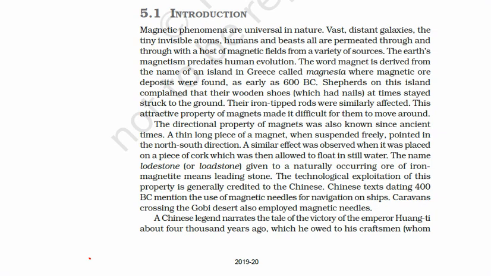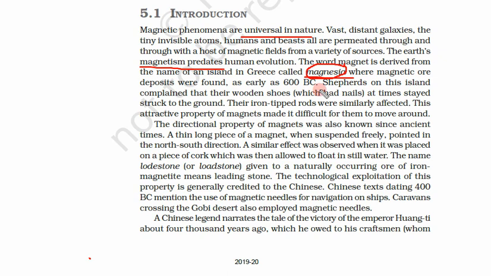Now let us understand some of this introduction. Magnetic phenomena are universal in nature, so that you know, vast distance galaxy, tiny visible atoms, human and beasts all are permeated through and through with a host of magnetic fields of a variety of sources. The Earth's magnetism predates human evolution. So Earth's magnetism existed before humans. The word magnet is derived from the name of an island in Greece called Magnesia, where magnetic ore deposits were found. So this is derived from the word Magnesia.